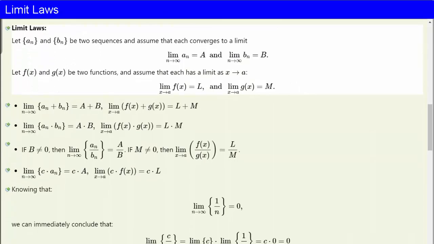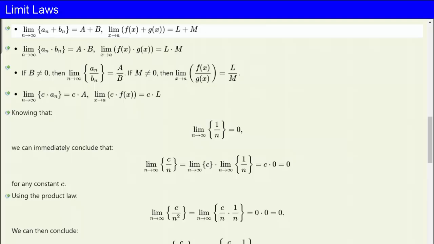Now we can state the limit laws. Let a_n and b_n be two sequences and assume that each converges to a limit. The limit of a_n is equal to capital A, say, and the limit of b_n is capital B. Let f(x) and g(x) be two functions and assume that each has a limit as x approaches a. The limit at a of f(x) is L, and the limit at a of g(x) is M.